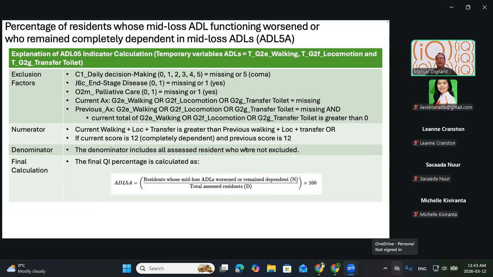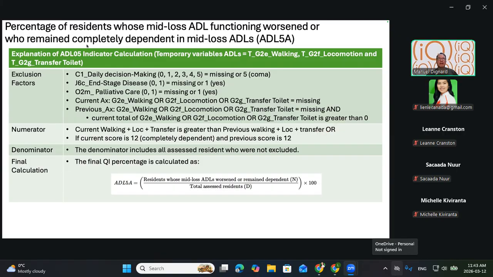The only difference, right, is they remain completely dependent. So we're looking at walking, locomotion, and transfer. So if your current score, right, your current score is higher, means you've worsened.